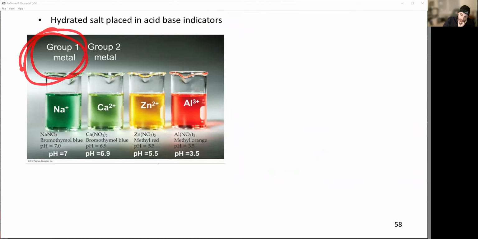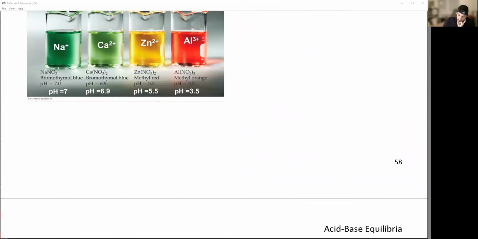Group 1, we do not expect to see it be acidic. It's not. Group 2 is not acidic either, very slightly. But zinc and aluminum, +3 and +2 and +3, are absolutely acidic of these hydrated salts.